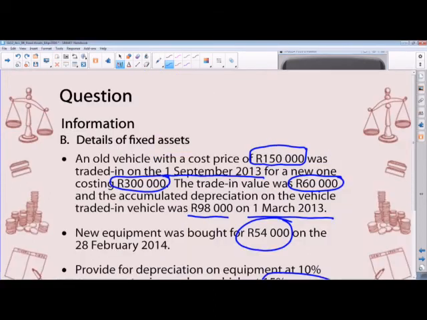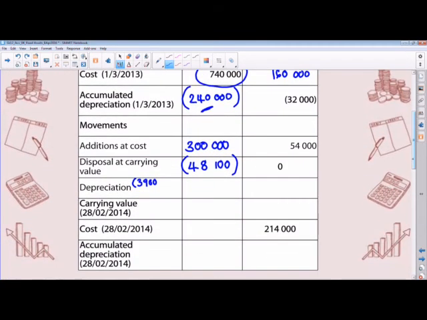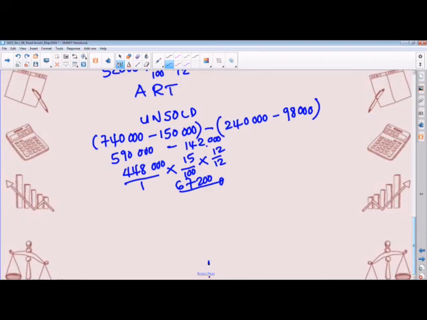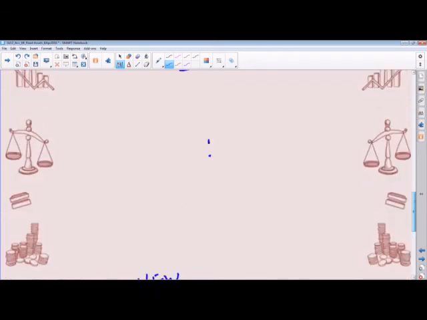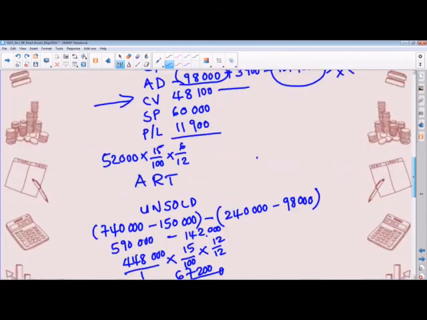Let's go back and say, right, we've got the depreciation on our sold and we've got the depreciation on the unsold, which was 67,200. Clear? Okay, we're not done yet. Why? We now need the depreciation on the new vehicle. The new vehicle that we purchased was, your note will tell you, you purchased one for 300,000.